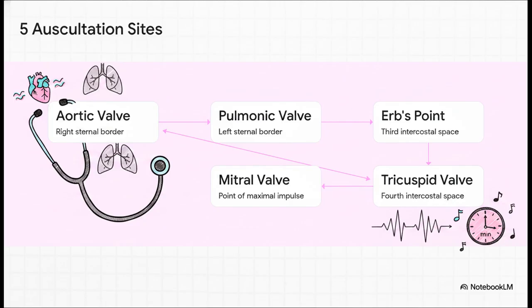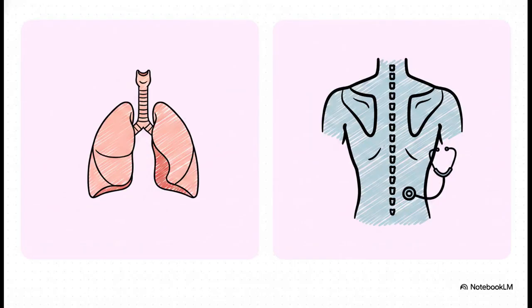You listen to the apical pulse for 1 full minute here, just ensuring it sits in that normal range of 60 to 100 beats per minute. Now for the lungs, you're listening anteriorly and posteriorly. You absolutely must remember that our internal anatomy differs side to side. The right lung has 3 lobes, while the left lung only has 2.